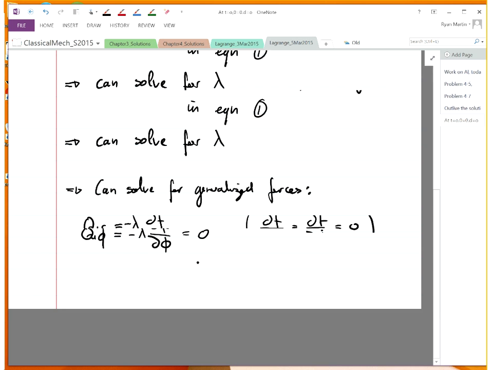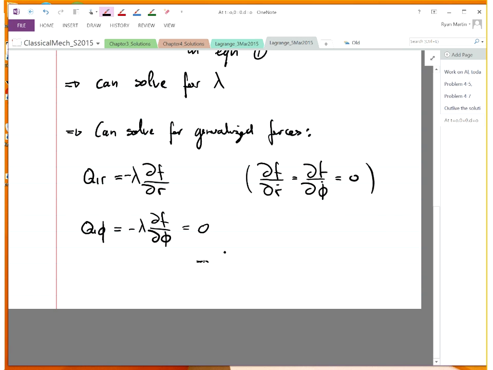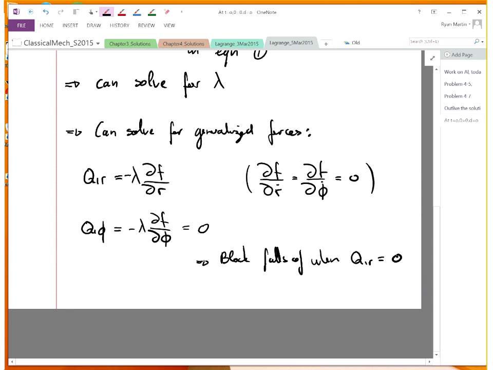And so the block falls off when Q1r equals 0. If you follow exactly the strategy from the notes with this trick, you should be able to get 48 degrees for phi.